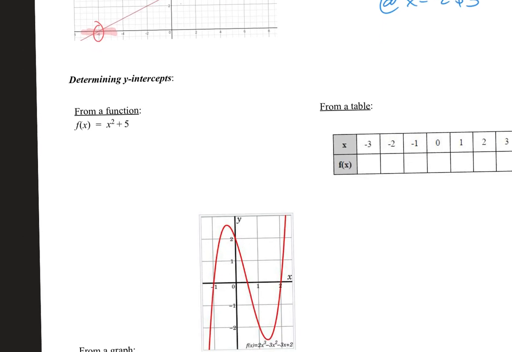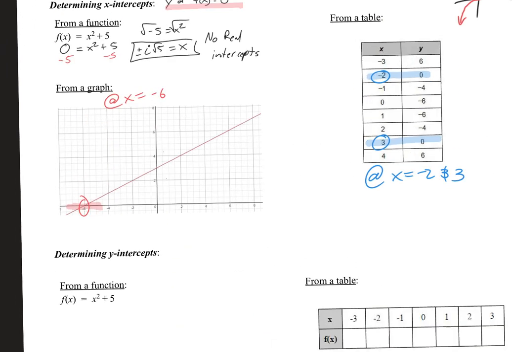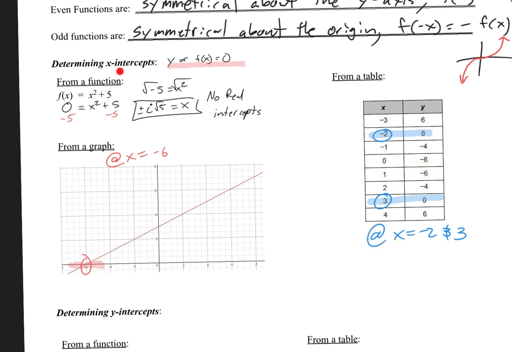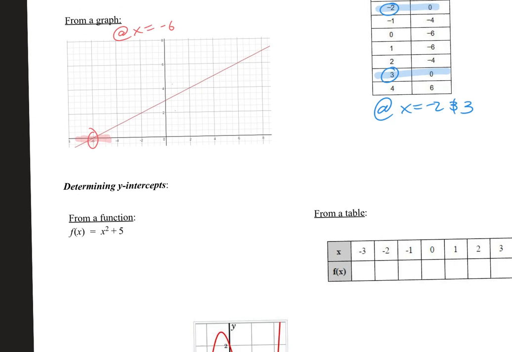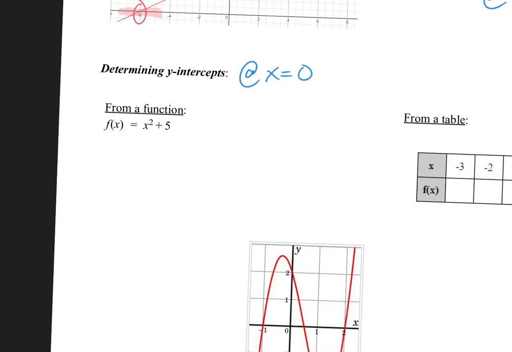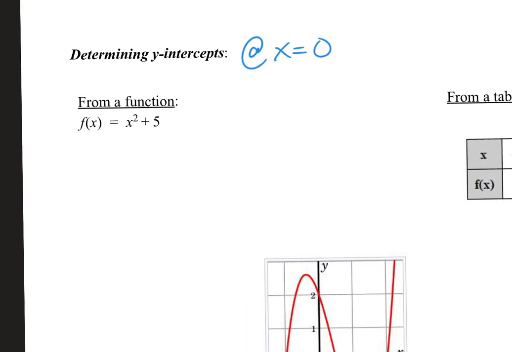What about determining y-intercepts? Well, okay, let's just backtrack here a little bit. If the x-intercept is when the y is 0, well, the y-intercept is when the x is 0. So let's mark that. That's going to be at x equals 0. So algebraically then, I can just plug in a 0 for x and solve for the y. So 0 squared is obviously 0, 0 plus 5 is just 5, and so we have a y-intercept at 5.